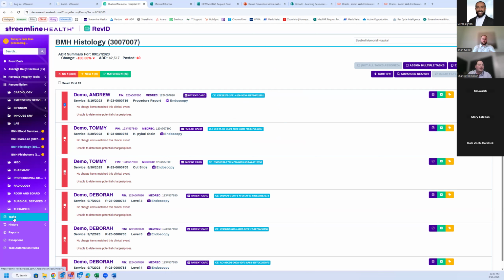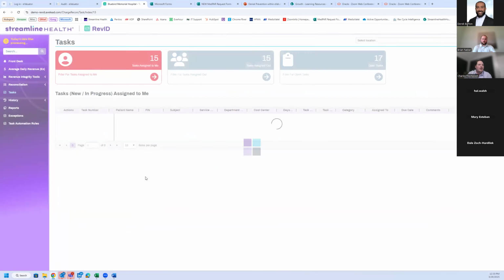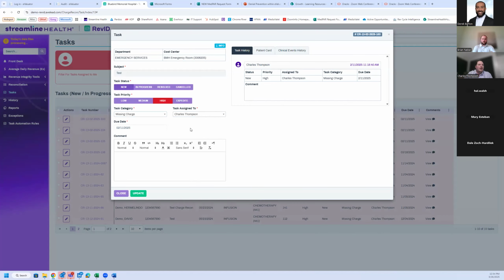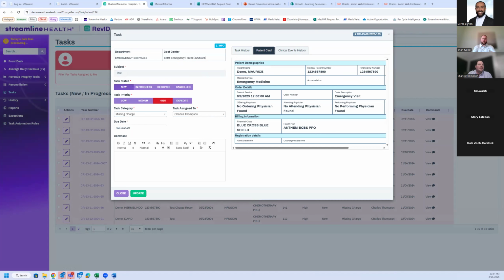Then on the left-hand navigation pane, there's a task section. When Hal logs in and goes to his tasks, he'll see all of the tasks that are available for him for the charge discrepancies that he needs to correct. So he can easily click on this task number, see a very similar screen where he has the patient card and the clinical events history, and he's able to resolve this and attest in RevID that this is being completed. And so this is one way to keep track of accountability.